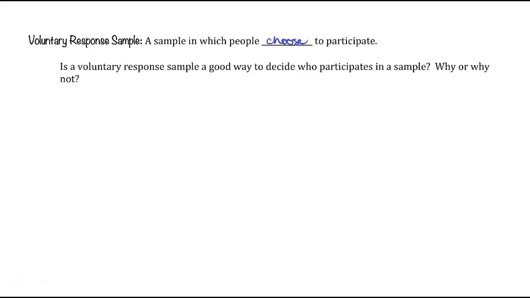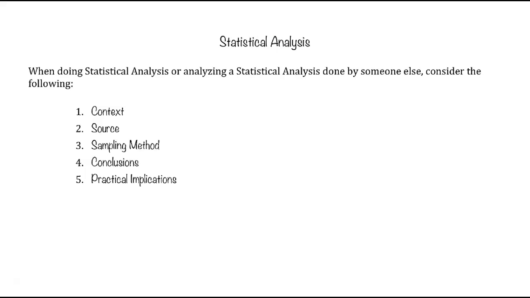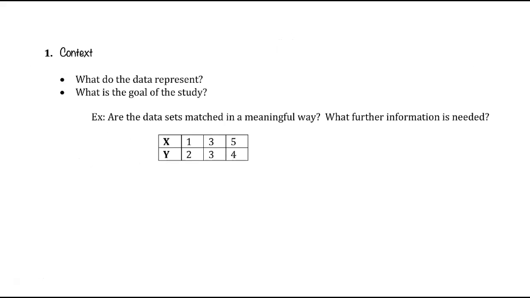Now let's turn our attention to what's called a statistical analysis. When we're doing a statistical analysis or analyzing a statistical analysis done by someone else, we need to keep these 5 things in mind: context, source, sampling method, conclusions, and practical implications. Let's look at each of these items. First is context. That's where we ask the question, what do the data represent? And what is the goal of the study?